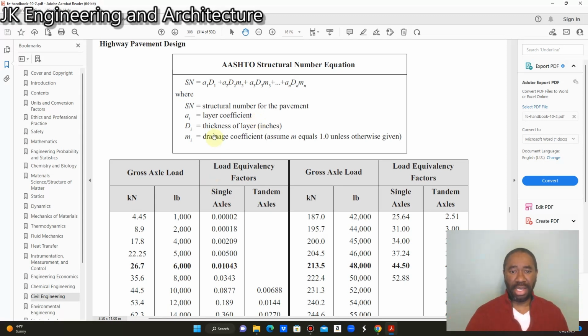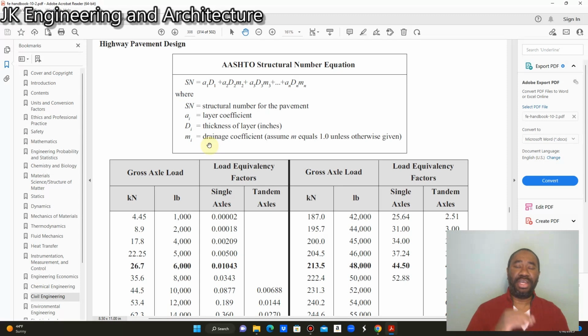The D is the thickness of your layer in inches. So as I showed you before, the thickness of your sub-base and the thickness of your base range from 4 to 10 inches and so on, depending on what thickness the engineer decides to use for that particular layer. And then M is the drainage coefficient. So as I mentioned to you before, the material that you use for your sub-base in order to strengthen your subgrade is also a drainage system for the pavement.